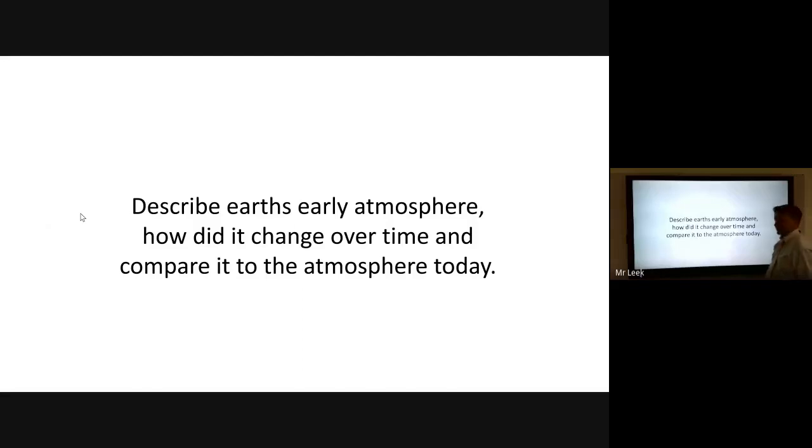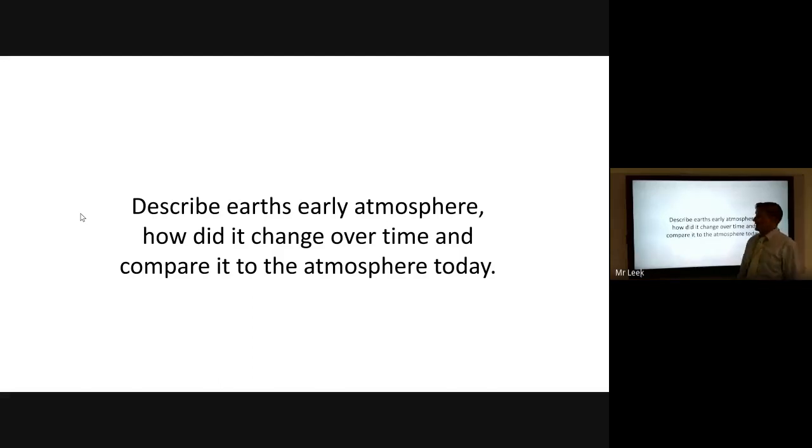But the biggest trick to any of these big questions is answering the question, which I know I've said in class before, and it's really dumb, all right? But if you don't answer the question, you don't get the marks for it, right? So, describe Earth's early atmosphere. How did it change over time? Compare it to Earth's atmosphere today, right?